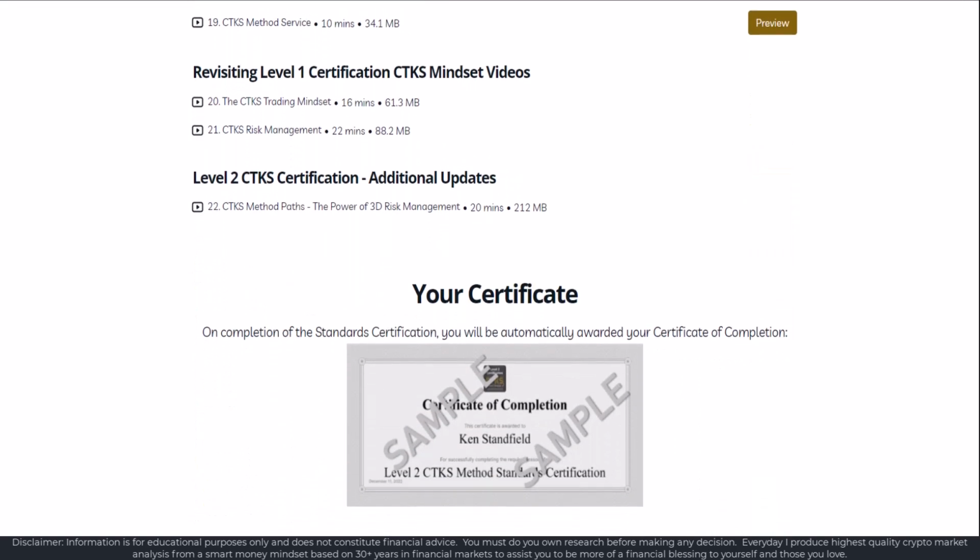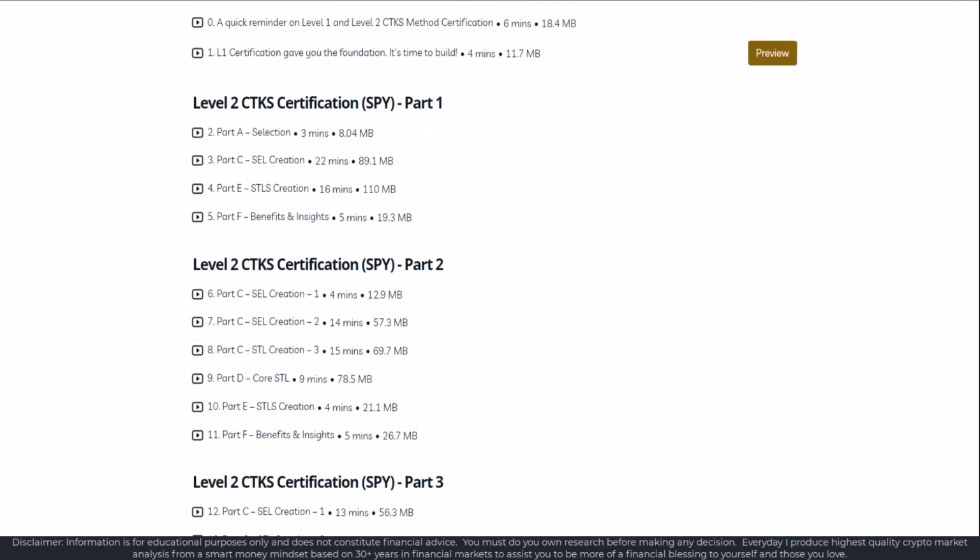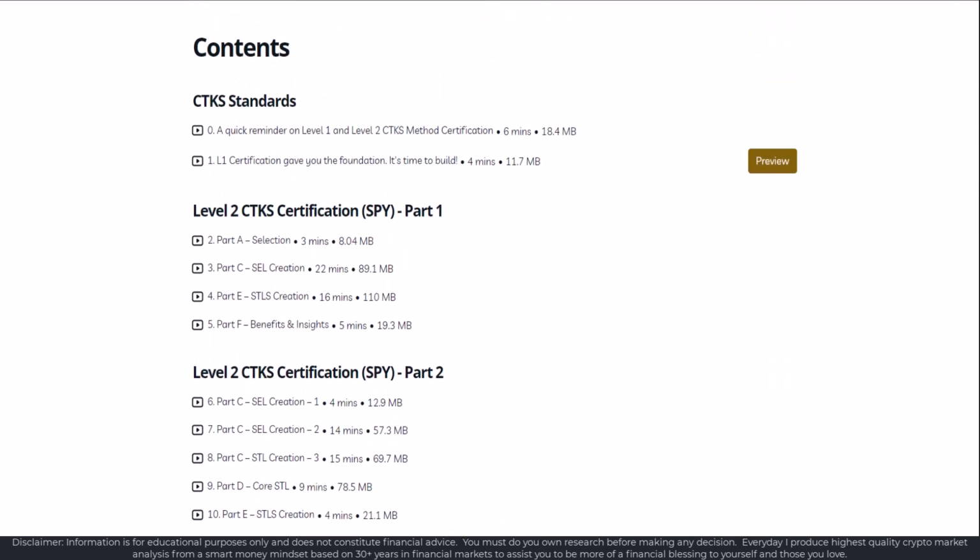And you can see it does require a bit of effort, but it's very important to understand. You're putting your hard-earned money on the line. You should get every edge that you can possibly get.